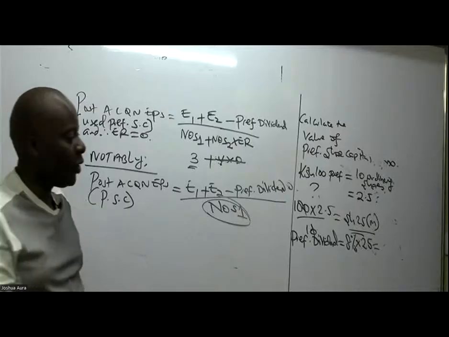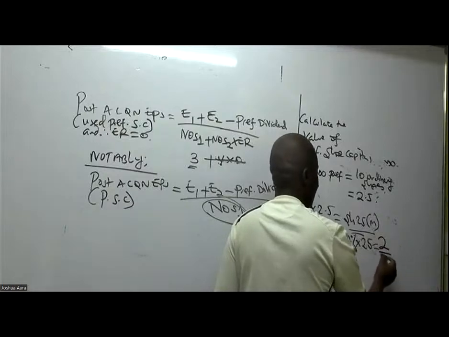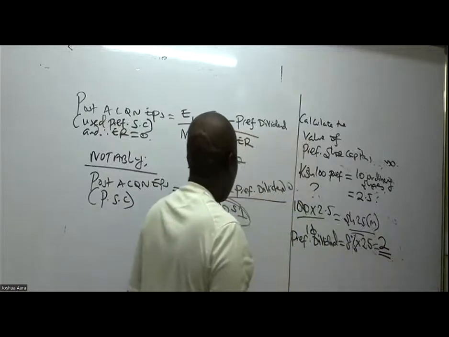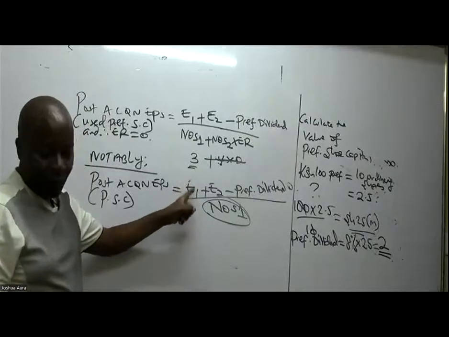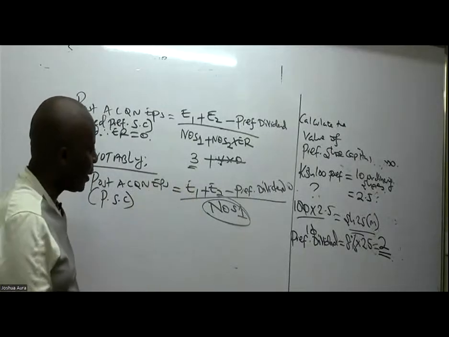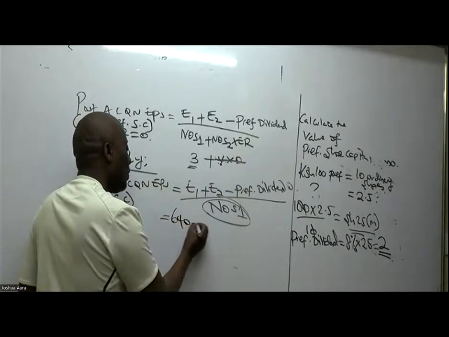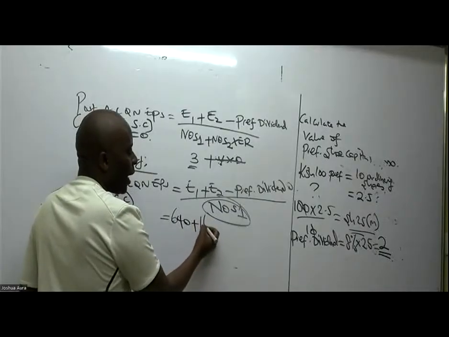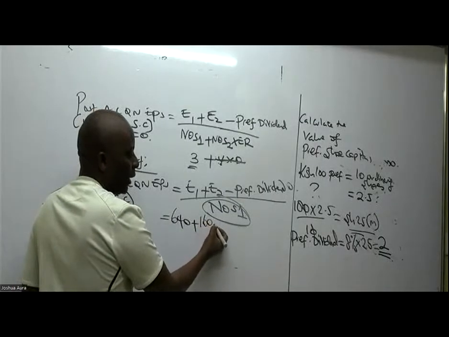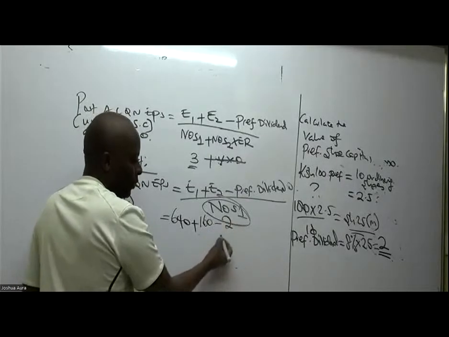So I'm being given a figure of 2. Thank you so much. Could you kindly double underline that figure, and then come and fix it here. So, ladies and gentlemen, our earnings of company 1, if I remember very well, you had given me this figure of 640. We have here a figure of 160 million. And then we have a preference dividend of 2.